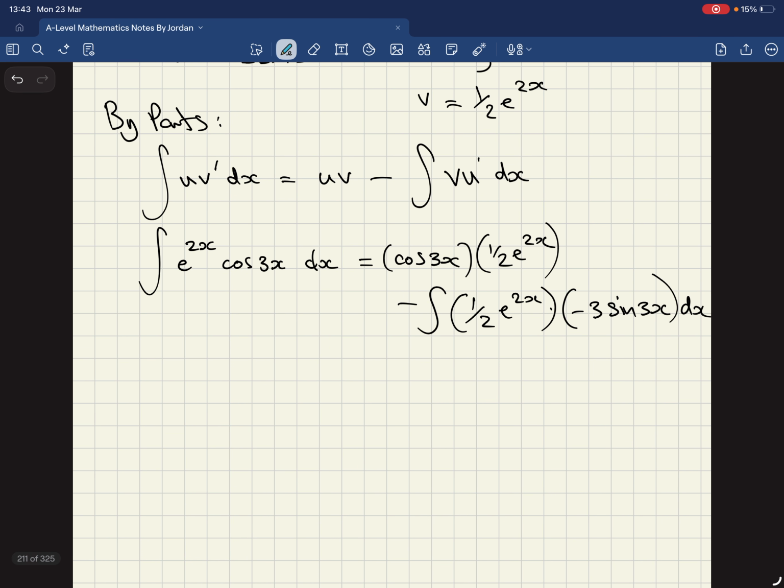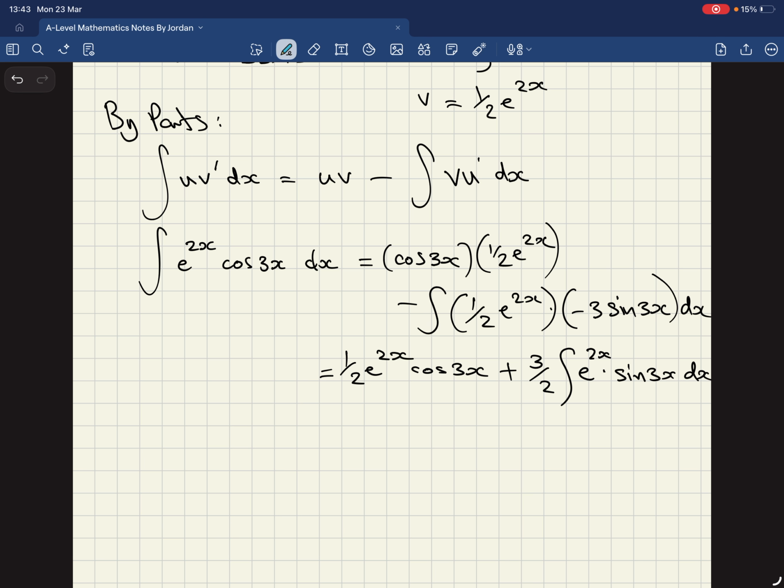Okay, so let me just simplify what we have here. Just bring the 1/2 up to the front. Got 1/2 e to the 2x cos 3x. Notice in here we've got a negative sign there and a negative sign here, so that's going to go to positive. And we have 1/2 and a 3, which is going to be 3/2 when pulled out of the integral. Inside we'll just be left with e to the 2x times sine 3x dx.